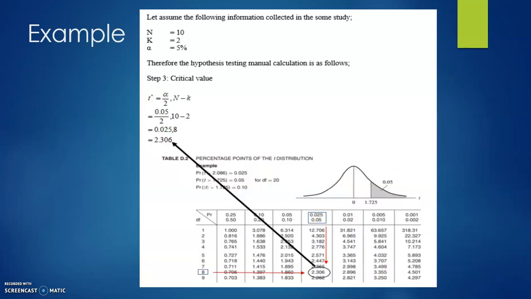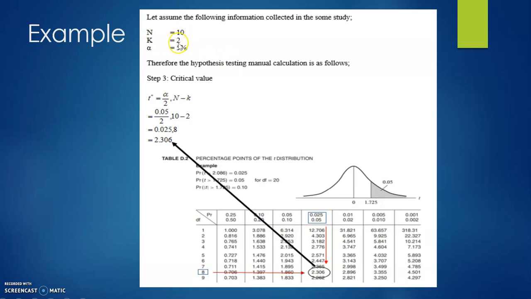Right, let's continue. Okay, I think this is a very good example, by the way, because it's easy for you to understand how to get the number through the use of a statistical table. Let's assume the following information collected in the same study. Let's assume that the number of observations is 10. So n equals 10.